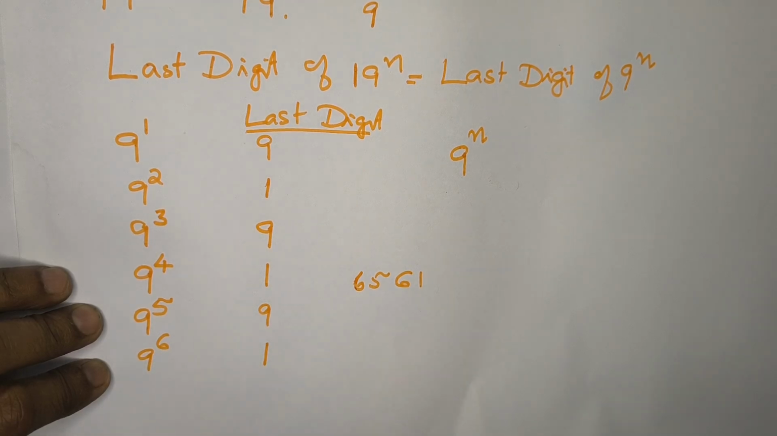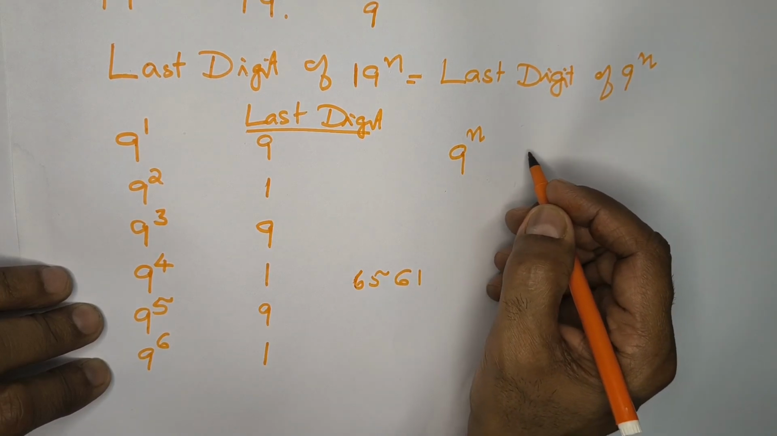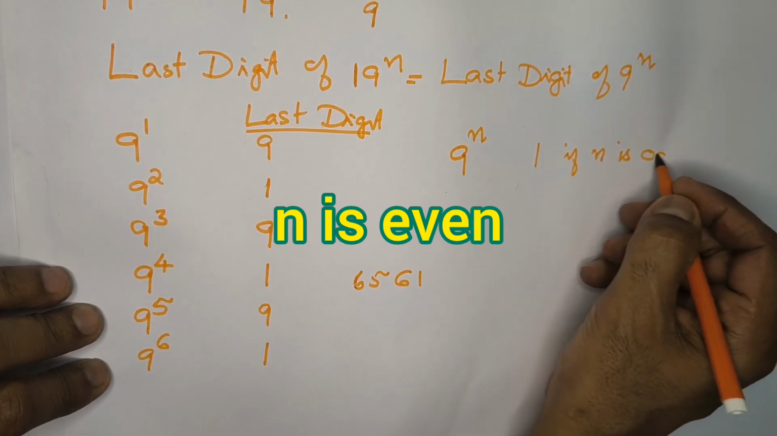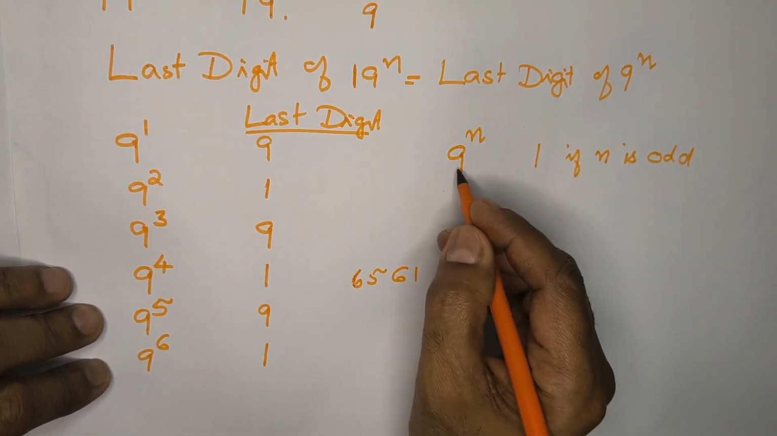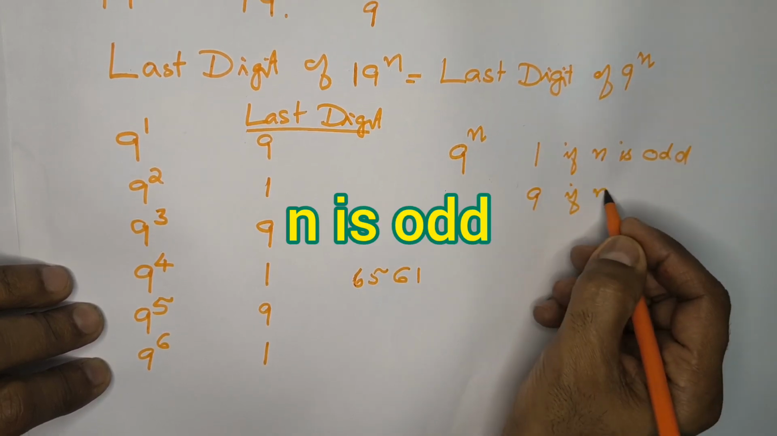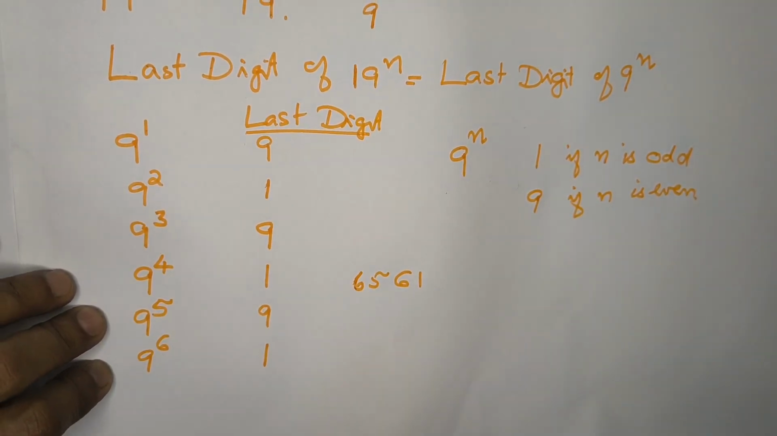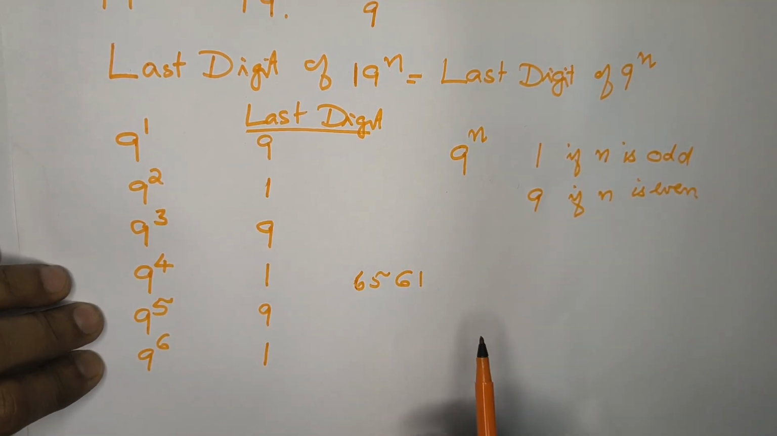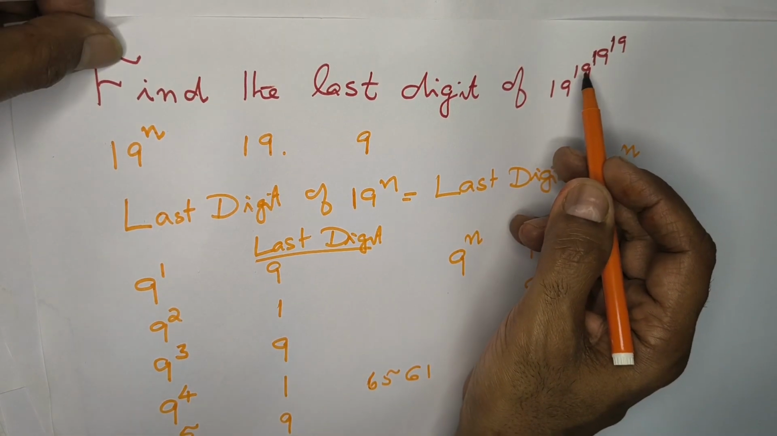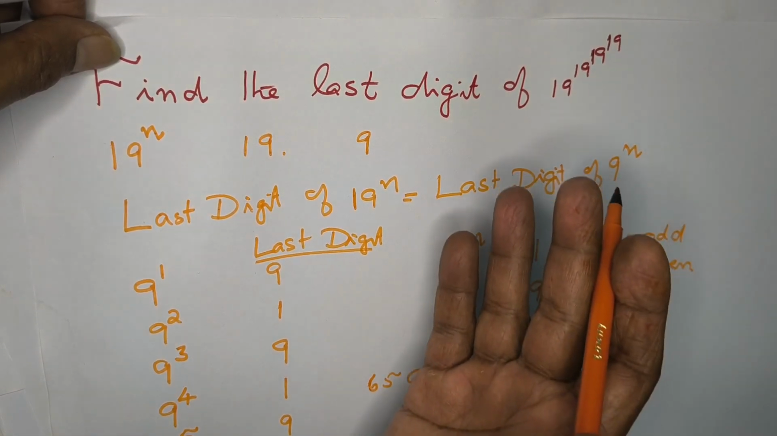So this is the observation you are making. 9 power n will have last digit 1 if n is odd, and 9 power n will have last digit 9 if n is even. This is the second point to be considered while looking at the question given, which is finding the last digit of 19 power 19 power 19 power 19. Maybe you're getting some clue on how to find the last digit.